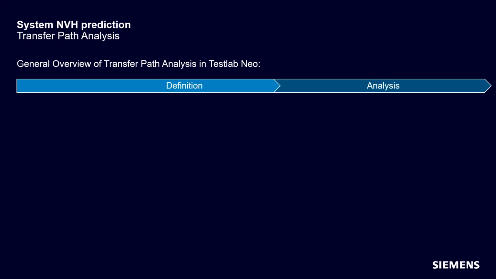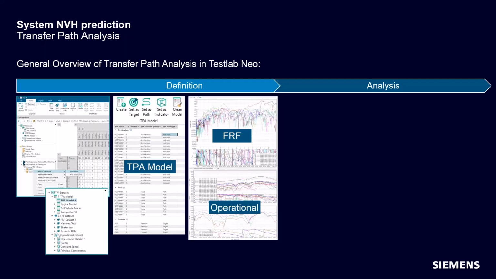So in Neo, we really only have 2 steps, and there's the definition and the analysis tab. On the definition side of that, we're going to build our TPA model. We're going to select our FRFs, and we're going to select our operational data. And again, one of the cool things about Neo is that I can create multiple models using different FRF sets and different operational sets. So it's not just 1-to-1 to 1. I can create different combinations all in one place.